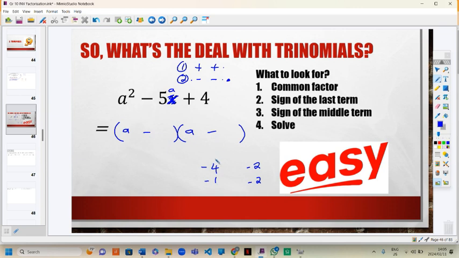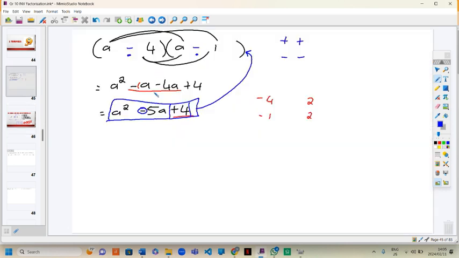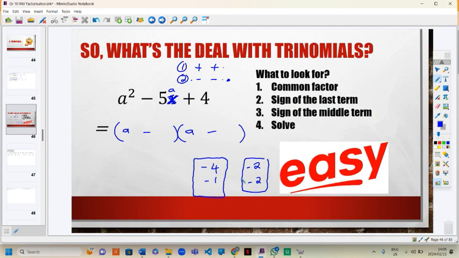Alright, but now, these factors, when I add them together, what do they have to add up to? What do you think? They've got to add up to my middle term here, negative 5. So let's go back again. When I multiplied this a with this negative 1, I got negative a. Negative 4 times a gave me negative 4a. And when I added those together, I got negative 5a. So when I add my factors, they need to give me whatever the middle term is.